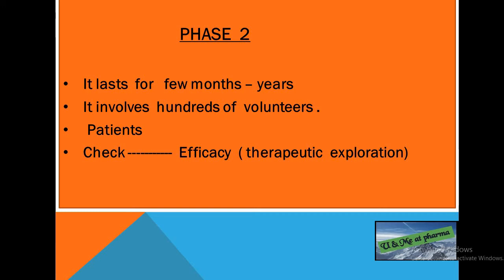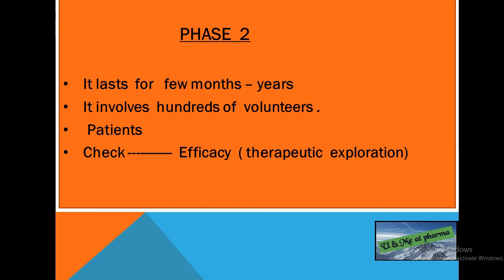So it may be hundreds, might not be a very large number in thousands, but it may restrict to some hundreds. If the process is okay, then it goes to thousands. So here, hundreds of volunteers. And another important thing is, in the first phase we perform with healthy ones, but here we perform with some patients. Already they might be suffering with some problem.